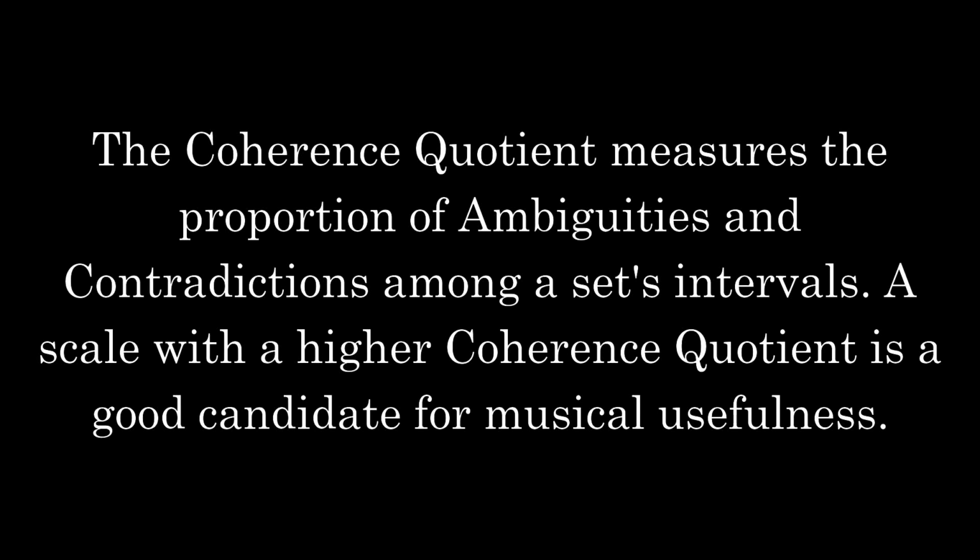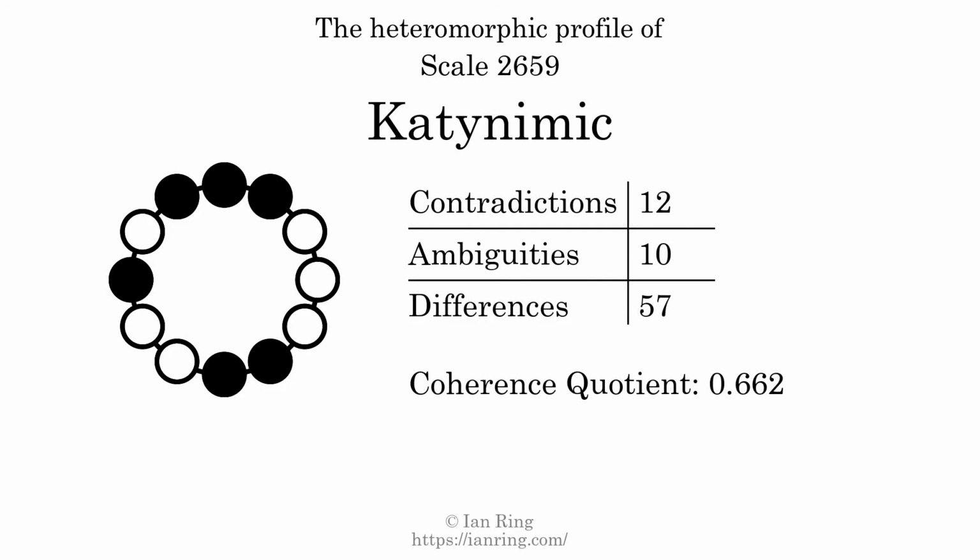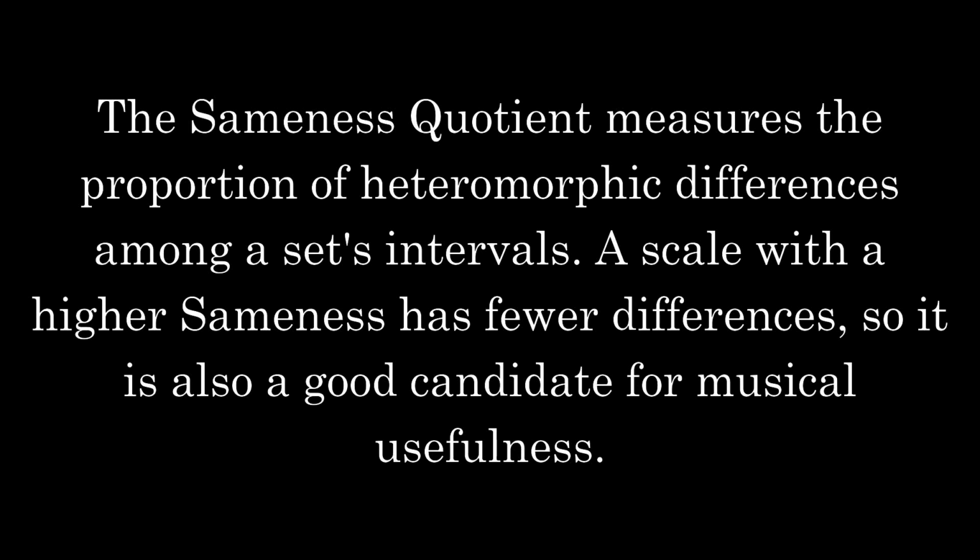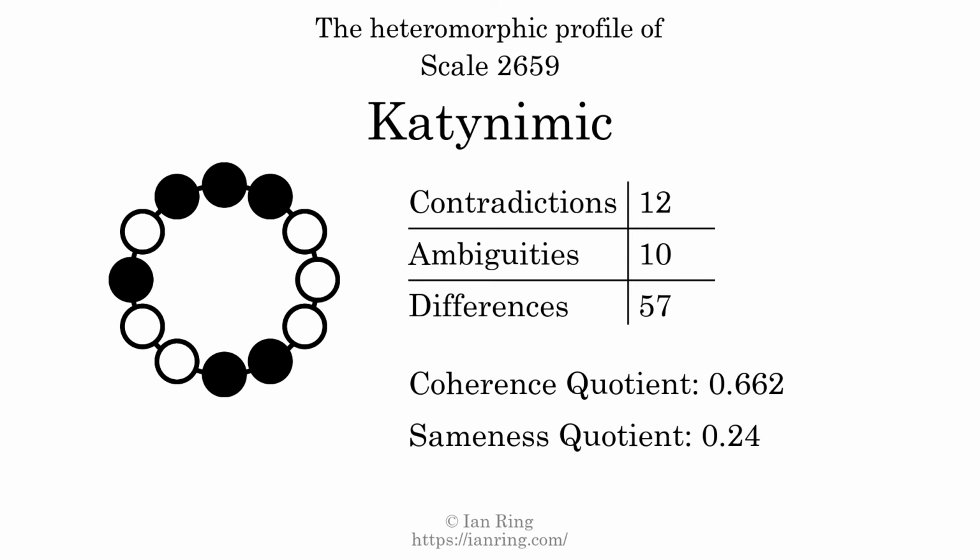The coherence quotient measures the proportion of ambiguities and contradictions among a set's intervals. A scale with a higher coherence quotient is a good candidate for musical usefulness. The coherence quotient is 0.662. The sameness quotient measures the proportion of heteromorphic differences among a set's intervals. A scale with a higher sameness has fewer differences, so it is also a good candidate for musical usefulness. The sameness quotient is 0.24.